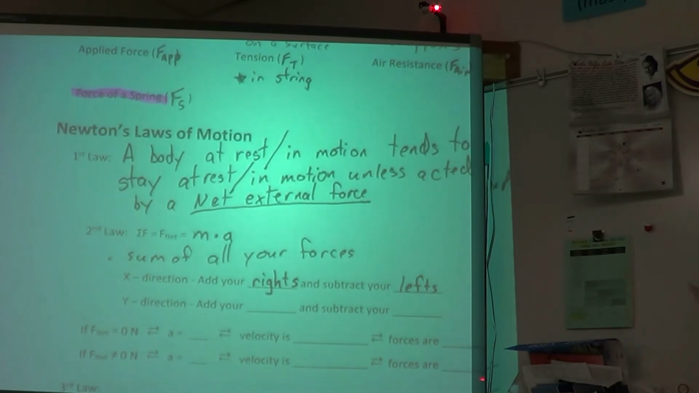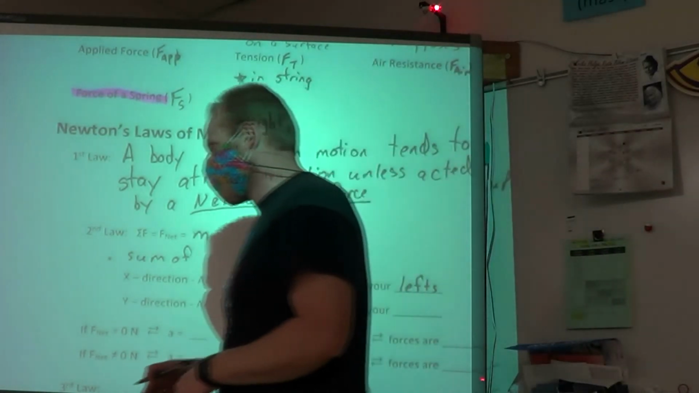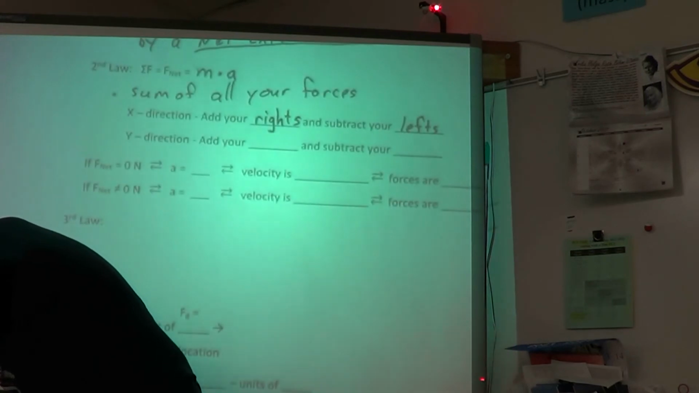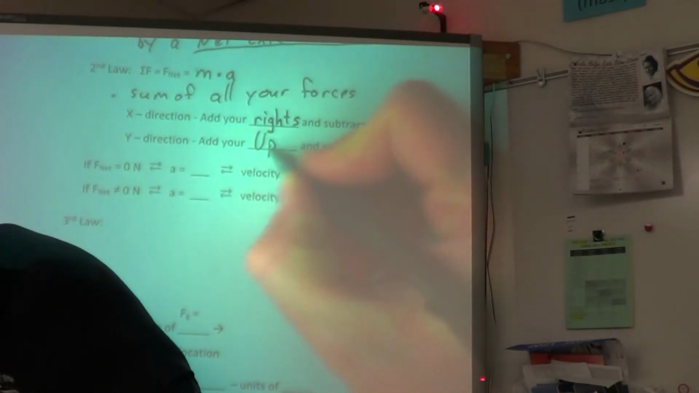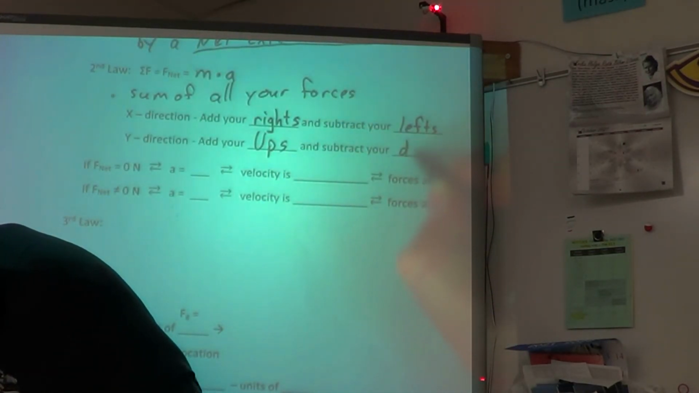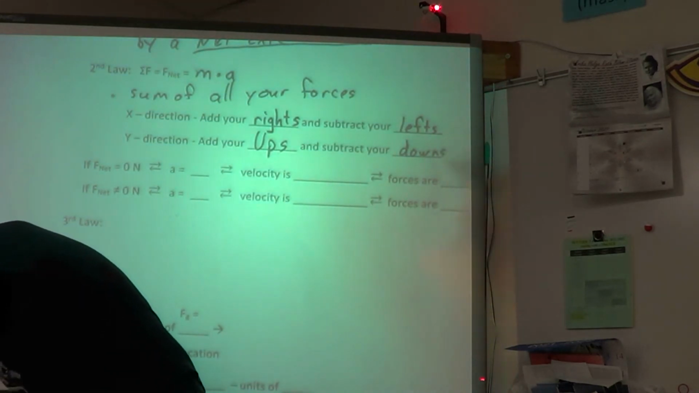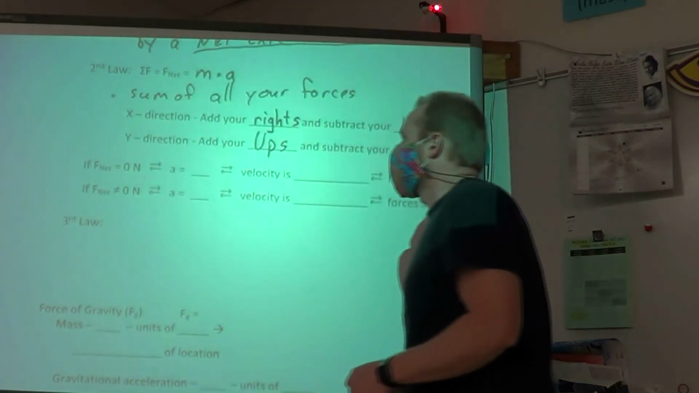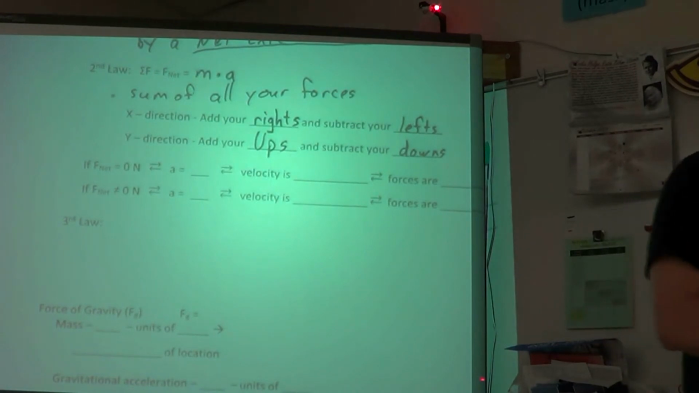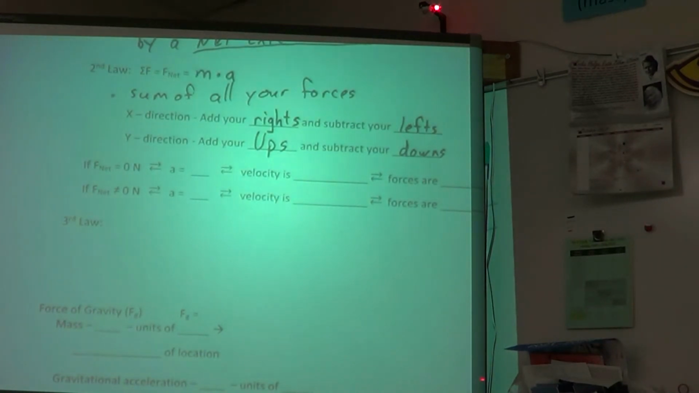Same idea when we talk about the y direction, which we do independent from our x direction. We add our ups and we subtract our downs. So all the forces that are going upwards, we add. Sometimes there's one, sometimes there's two, sometimes there's three. And we subtract our downs. A lot of times there's one, but however many there are, we add them.